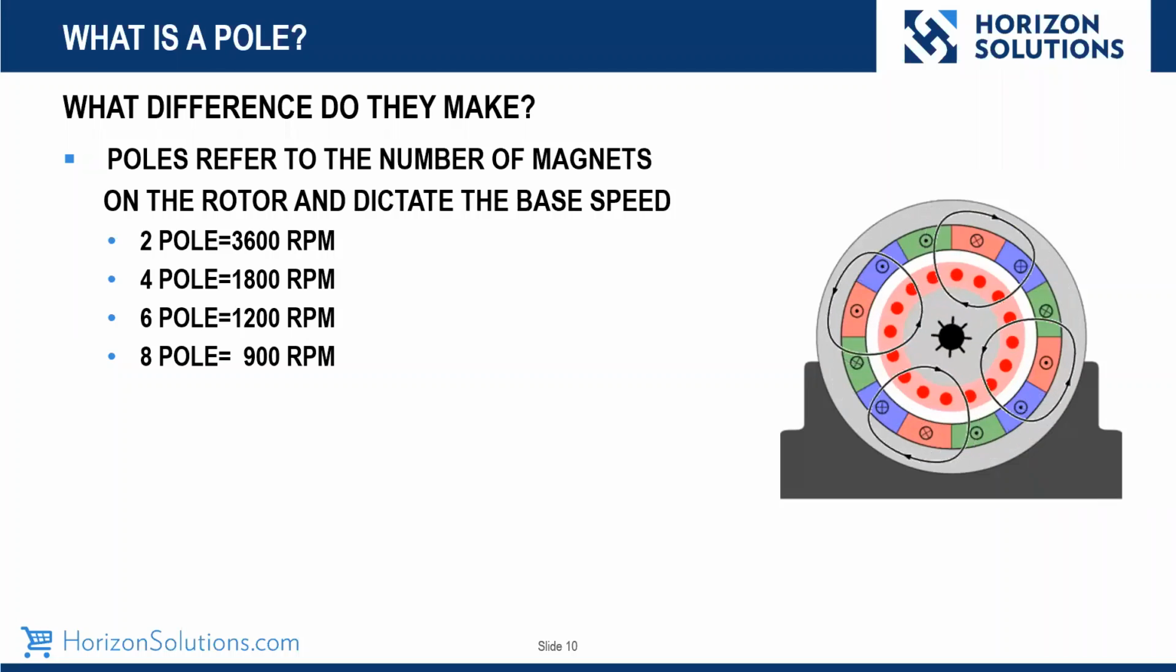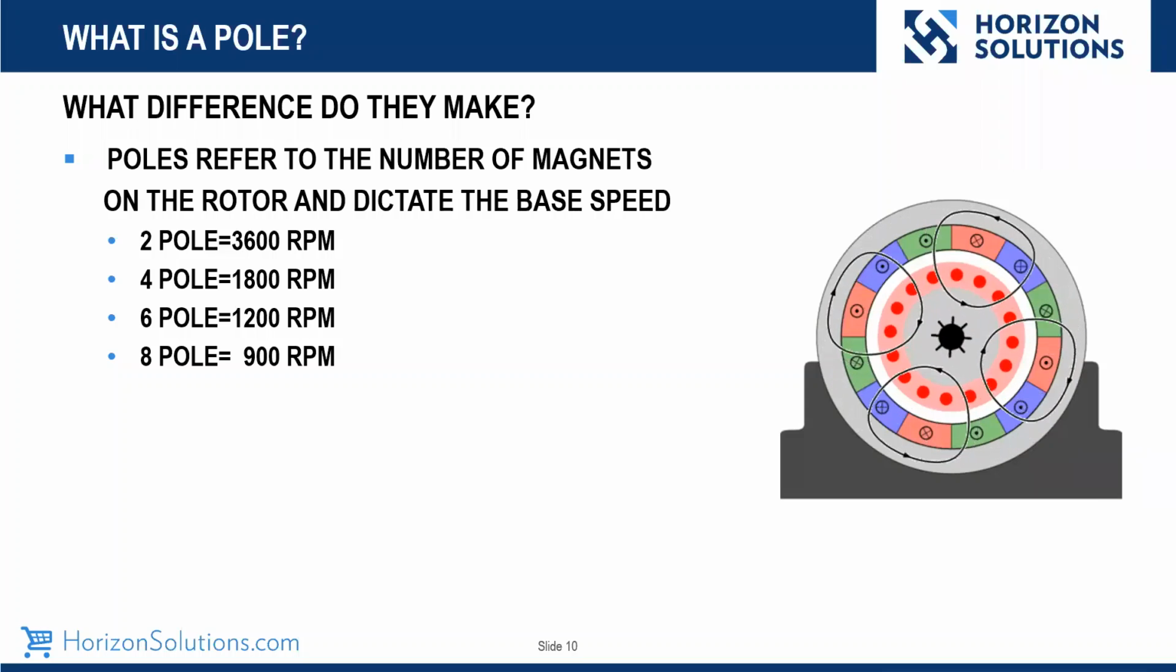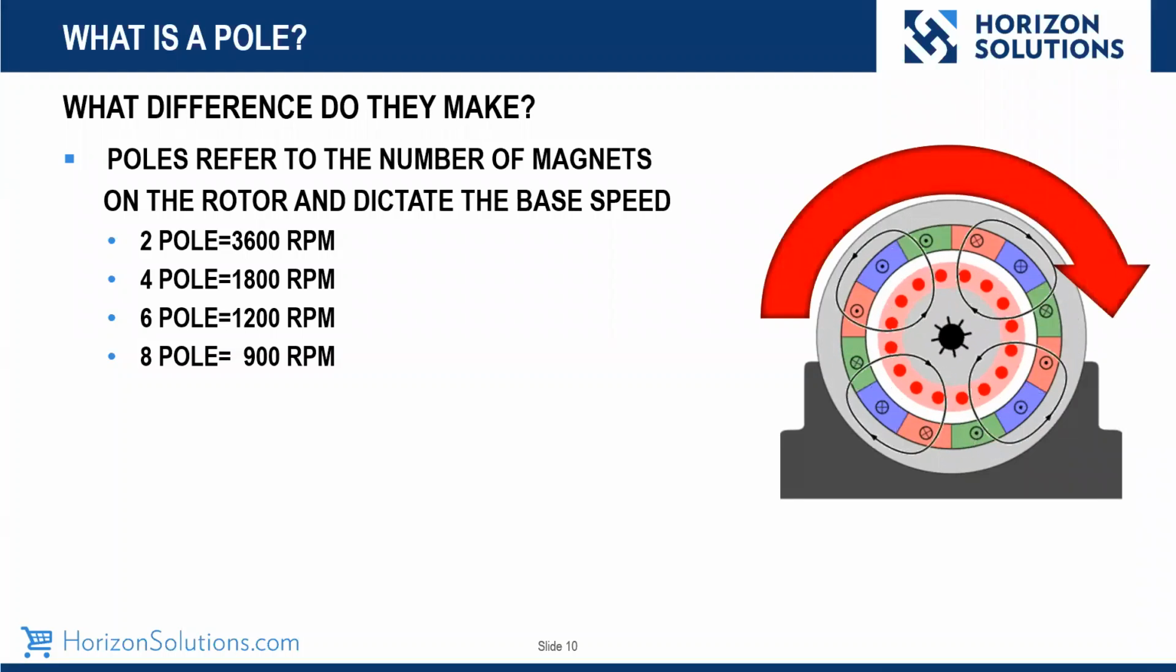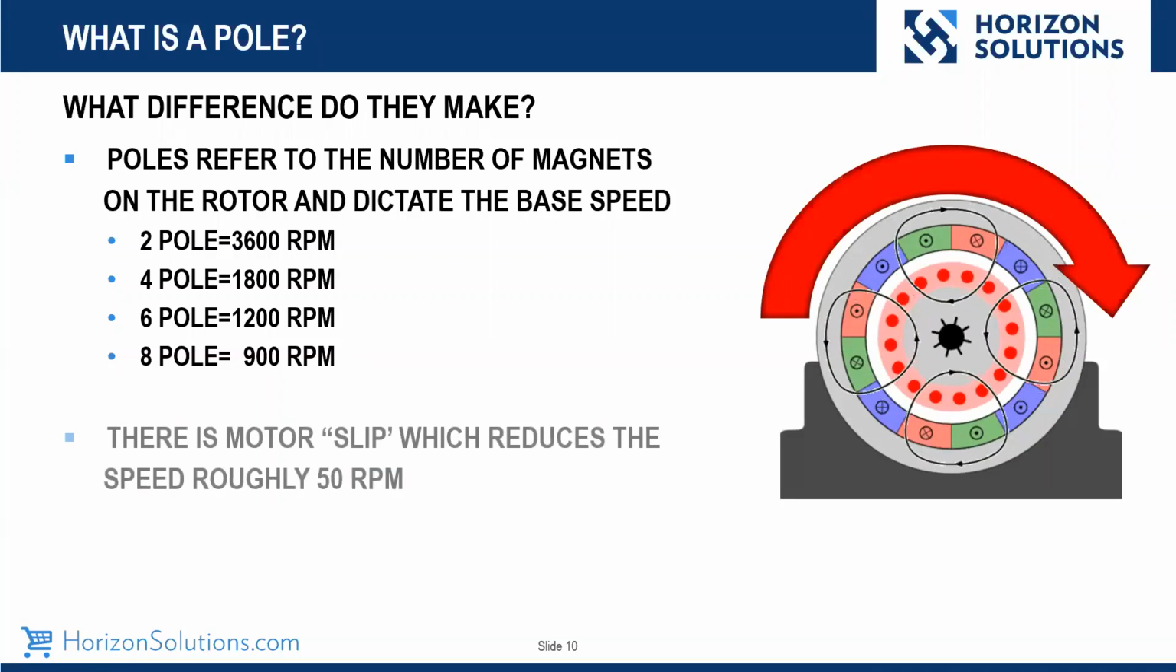So on the right, you see a 4-pole motor. You see the 4 magnets rotating with the rotor, and the colored bars on the outside are the stator, or the windings where the rotating magnetic field is generated, like that. And the magnets chase that. They follow it around.